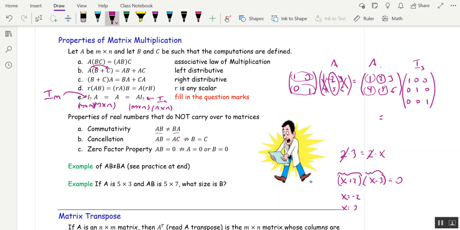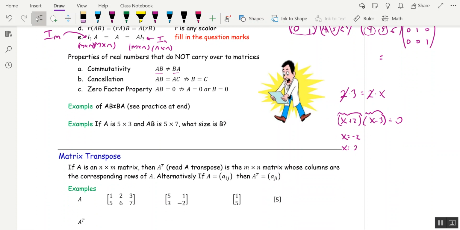So in the practice problems at the end, they're going to give you an A and a B, and you're going to show that AB is not equal to BA. Let's look at this one. If A is 5 by 3 and AB is 5 by 7, what is B? So here's A and here's B. This is super easy. B has to be 3 by something, so the inside dimensions have to match. Well, to figure out what that something is, we go over here. The outside dimension of the product is 7, so that has to be a 7. So B is 3 by 7.